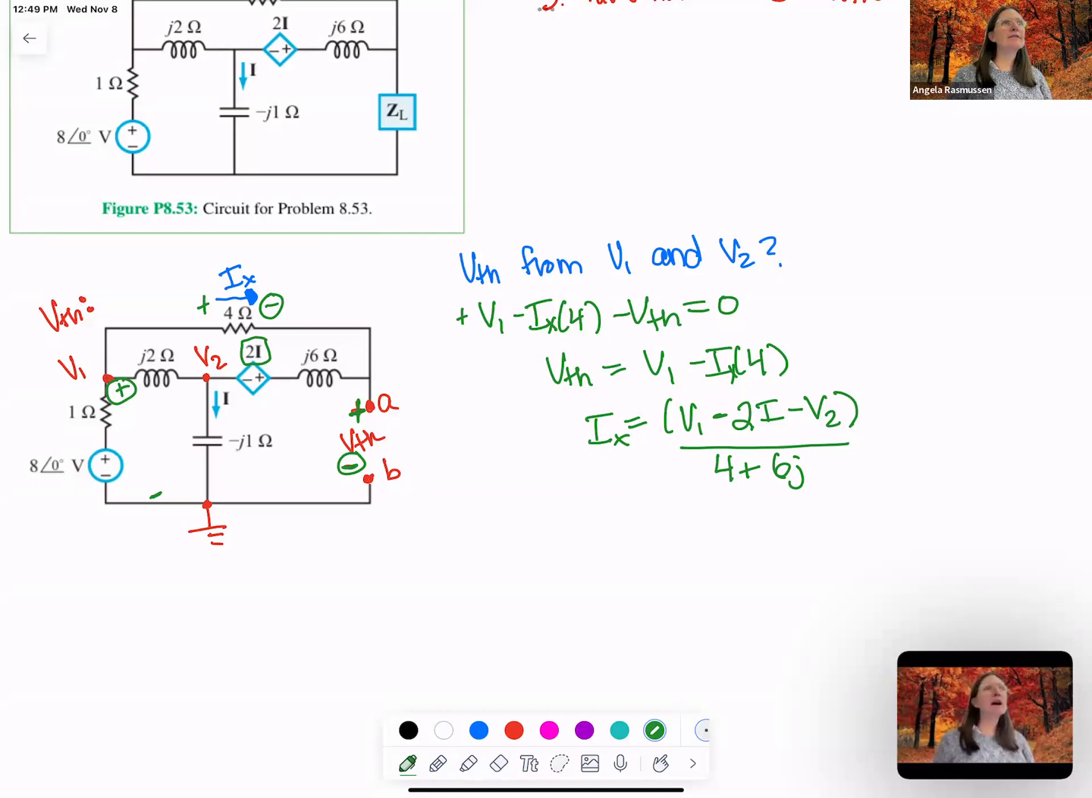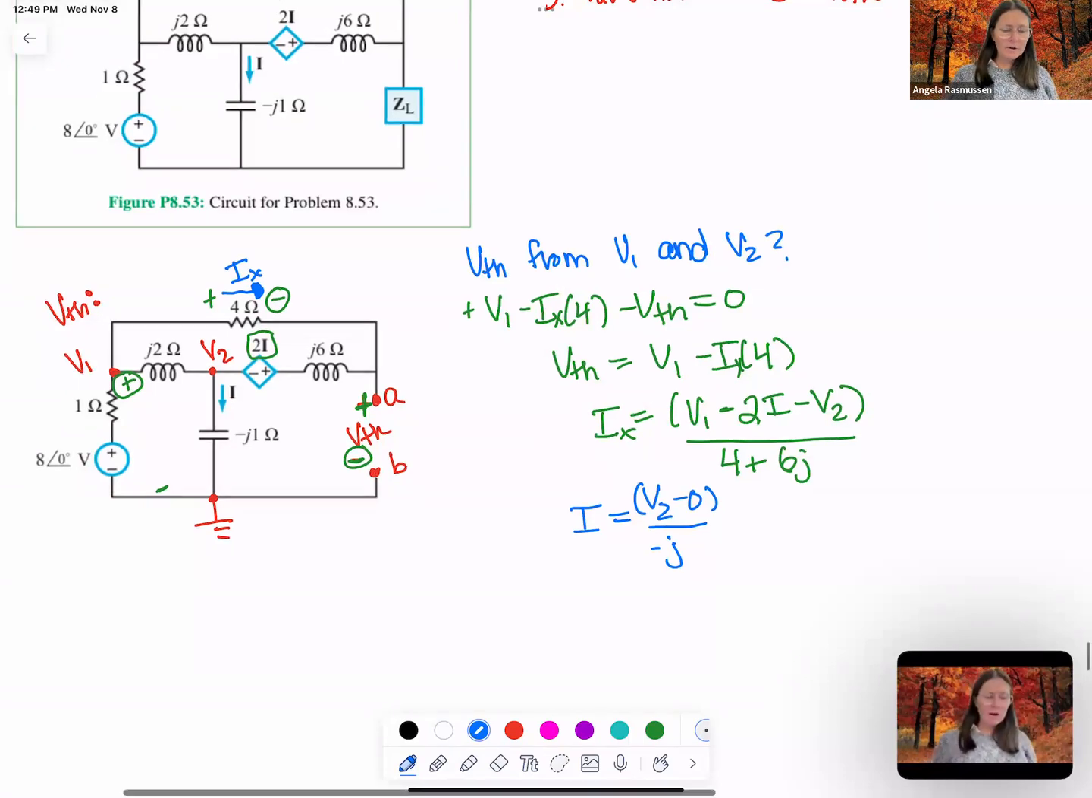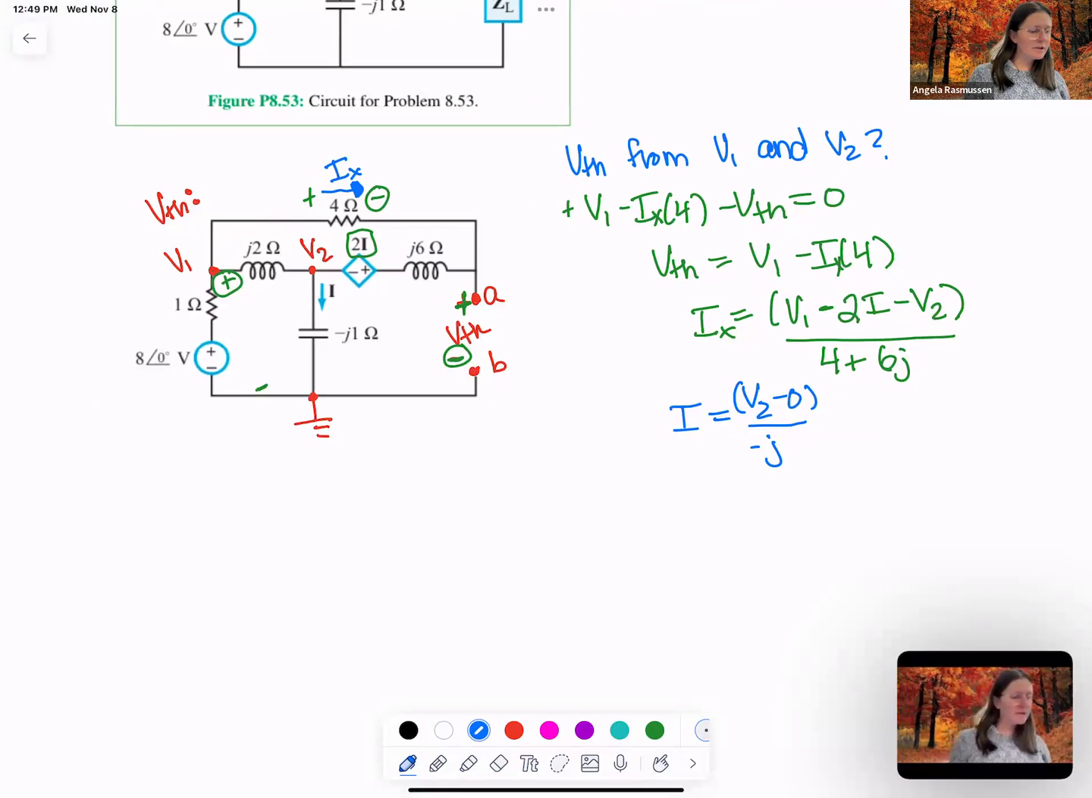And then I noticed that I is now in this equation. So I have to write an equation for I. What will be the equation for I? V2 over V1. Yep. So there's my I. So now I have I, IX, VTH, all in terms of V1 and V2. So I can write now my node voltage equations for V1 and V2. So let me start with V1. So what will I describe this current as?